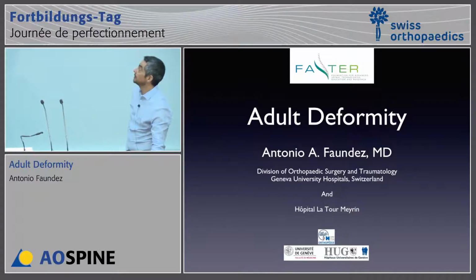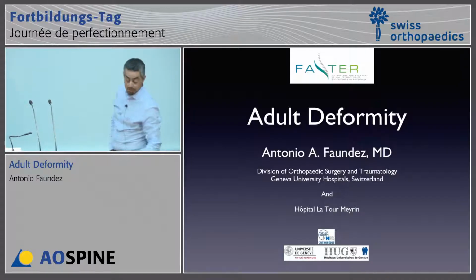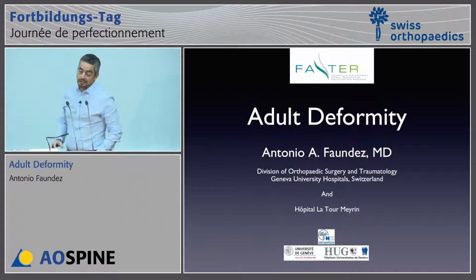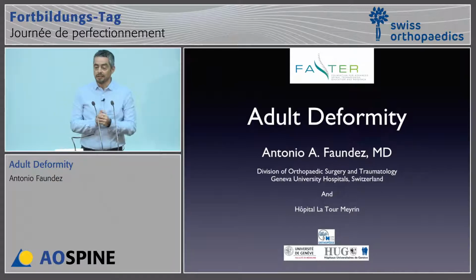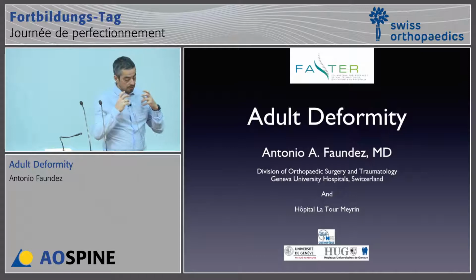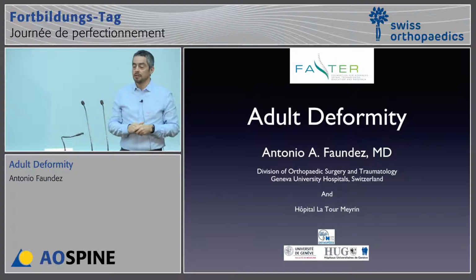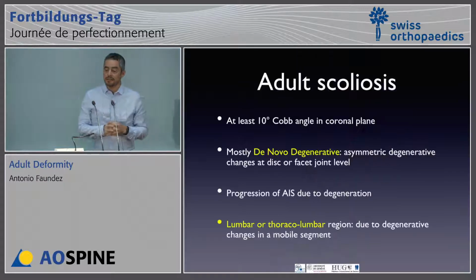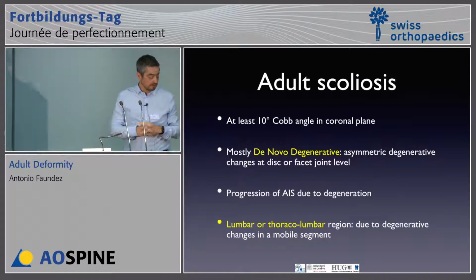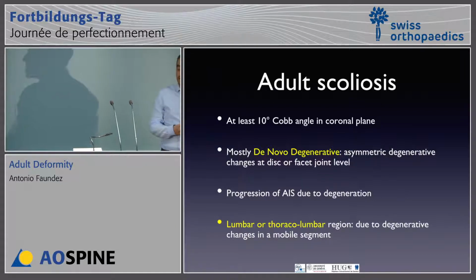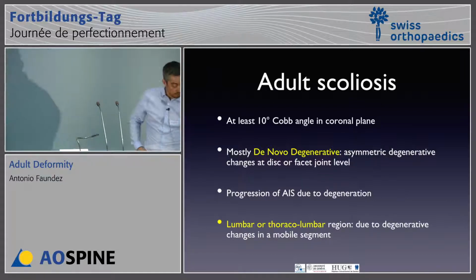Adult deformity is also a complex topic. It's probably less complicated, at least in the thinking about the treatment, than idiopathic scoliosis. How is it defined? It's defined as a deformity of at least 10 degrees Cobb angle in the coronal plane.